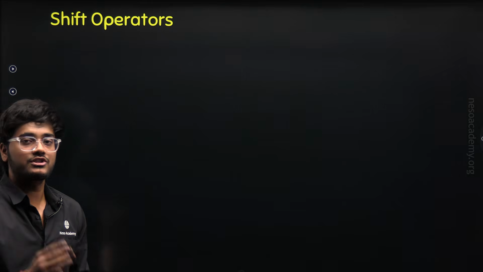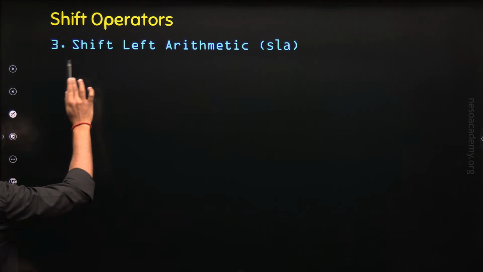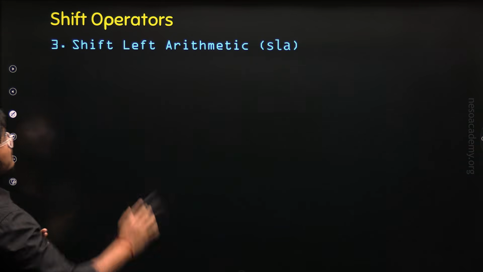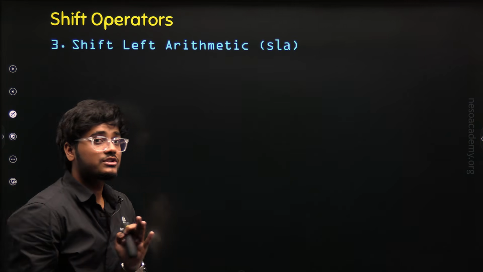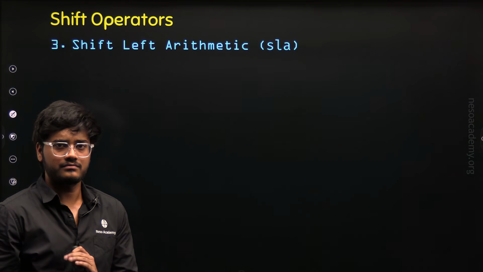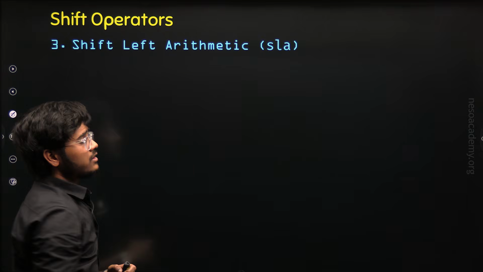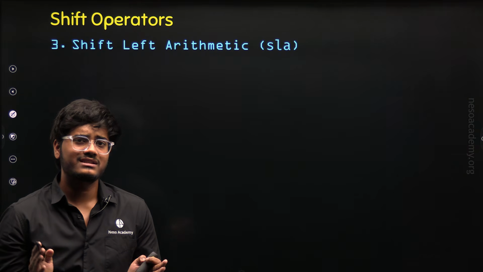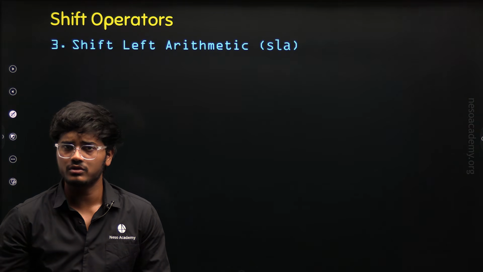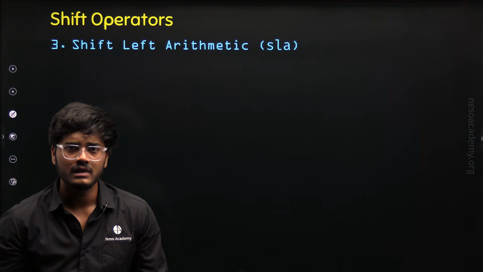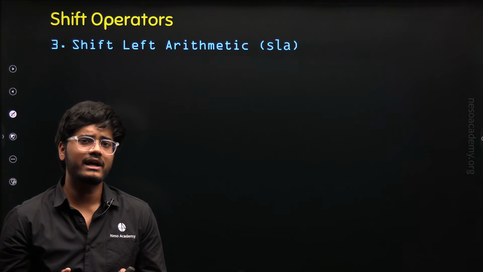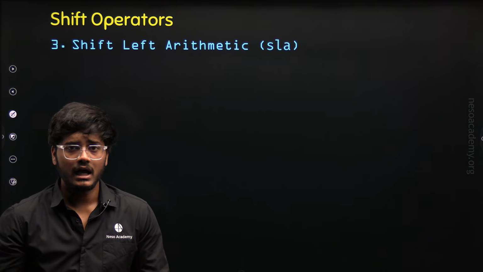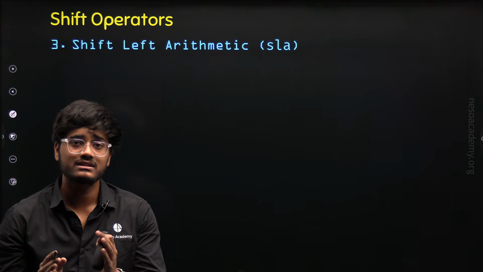Now let's see the third shift operator, which is the shift left arithmetic operator, that is the SLA operator. The shift arithmetic operator and shift logical operator are the same, but the shift arithmetic operator always tries to preserve the sign of a number. We all know what signed numbers are. Signed numbers include both positive and negative numbers. But in binary values, how do we identify the sign of a number? Using the MSB.